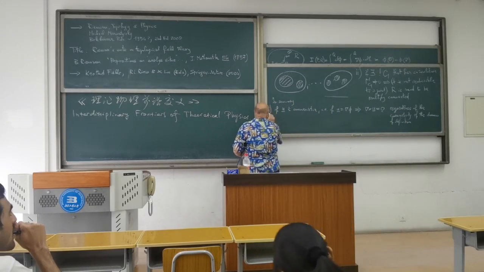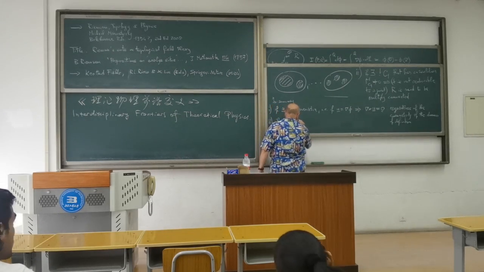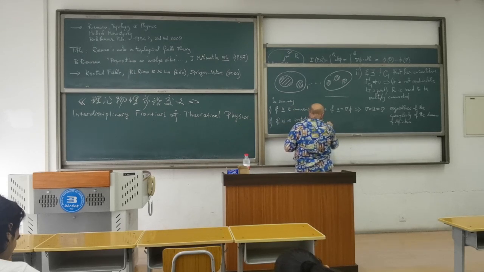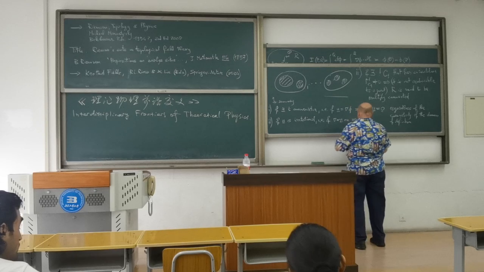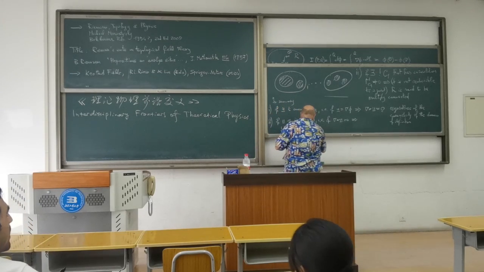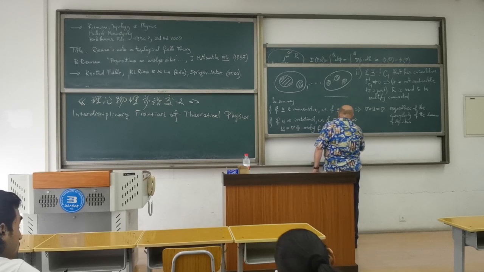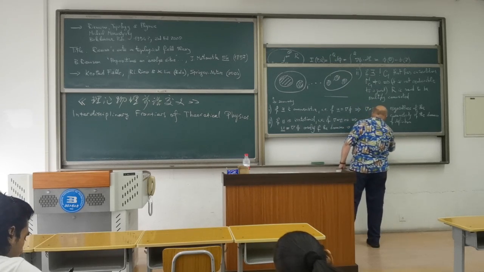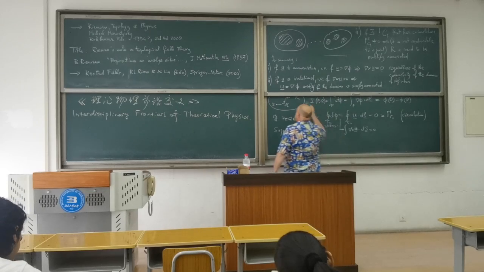This is the first case. The second case is if U is irrotational, i.e. if we have the curl of U equal to zero, then U equals grad phi only if the domain of definition is simply connected. Okay, so these are the two fundamental facts that have to be kept in mind.